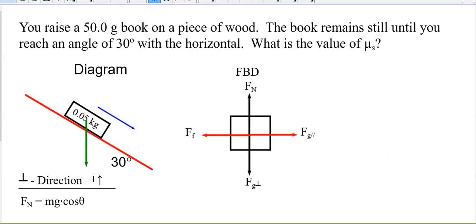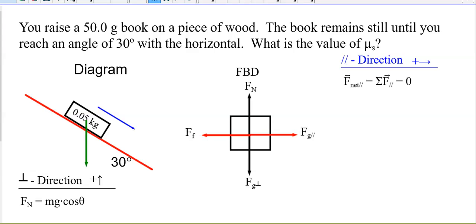So let's move into my parallel direction. In my parallel direction, I'd recognize that I only have two forces again. And the book is at rest. So let's go back to the question. It says the book remains still until you reach an angle of 30 degrees. So we're considering a static state. It is at rest until we reach 30 degrees, and that's when it begins to move. And so therefore we're looking for a coefficient of static friction, and when static friction is involved, then my net force is equal to 0.